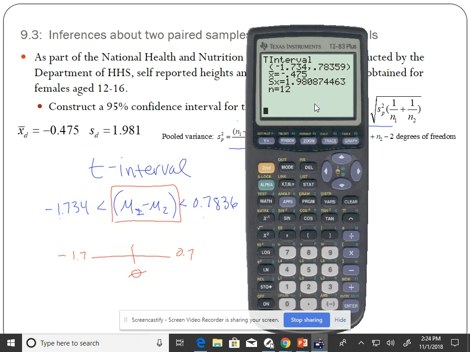Now, asking women's weights might be a completely different story, and I will not do a problem on that.